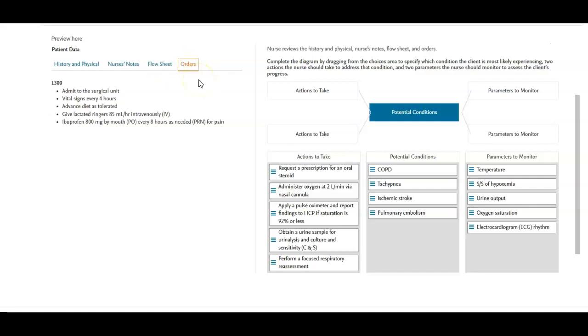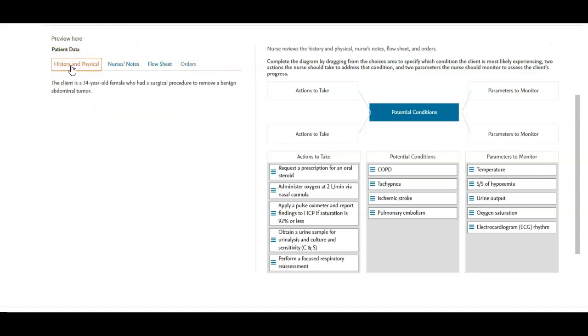Now, I found that students a lot of times will get more anxious when they're frantically flipping back and forth in these tabs. So this is a good place where your whiteboard comes in handy. As you select through these tabs, write down just brief pertinent information. 34-year-old female, surgical, or you could put post-op, benign abdominal tumor. Then you'll come over here and we're going to look first at our center because everything builds out from here.